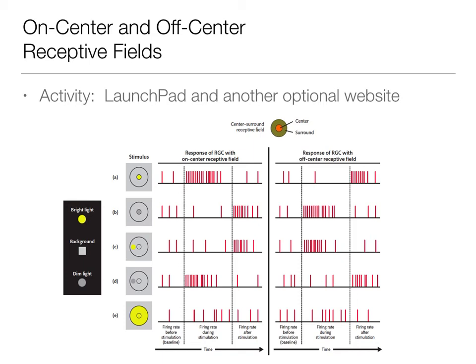One of your assignments for this week is a Launchpad assignment going through this, and it allows you to play with bright light, dim light, and background on both on-center and off-center receptive fields, and helps you figure out the differences in firing rates, how these receptive fields work, and how these olive-shaped receptive fields work out. So do that Launchpad assignment. That will really help you with this understanding. I'm not going to lecture on it because the assignment does such a good job.